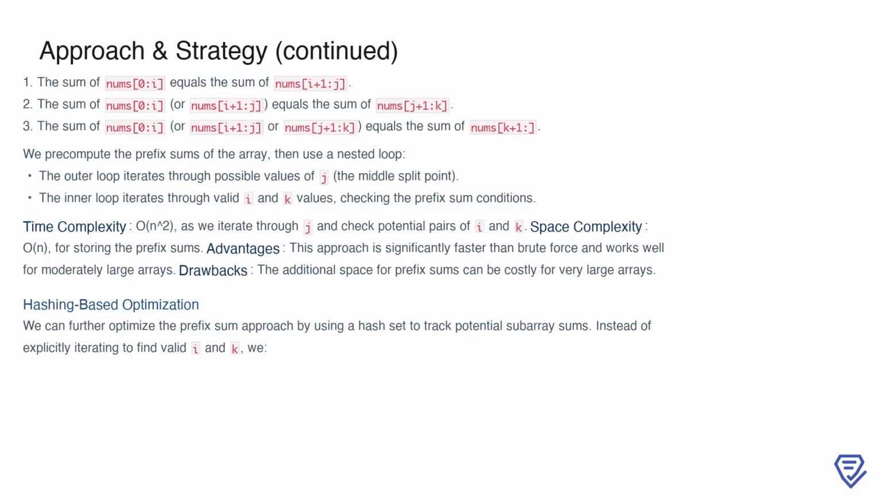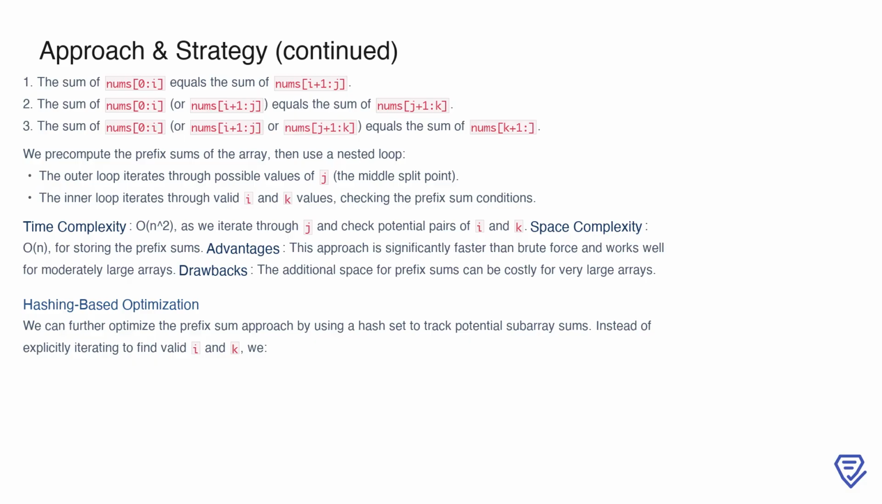The key insight here is that the array can be split into valid subarrays if we find indices i, j, and k such that the sums of the subarrays satisfy three conditions: the sum of nums[0, i] equals the sum of nums[i+1, j], and the same sum also matches nums[j+1, k] and nums[k+1, n-1]. To implement this, we pre-compute the prefix sums of the array, which allows us to quickly calculate the sum of any subarray by subtracting two prefix values.